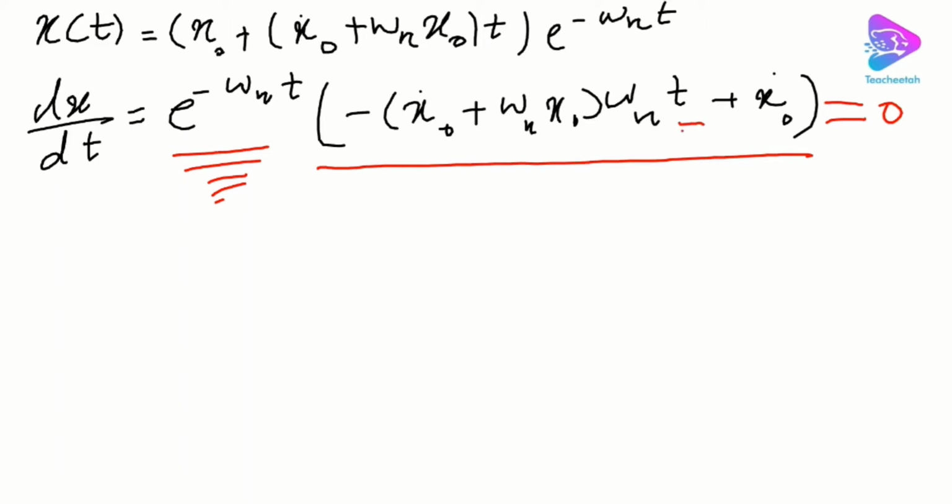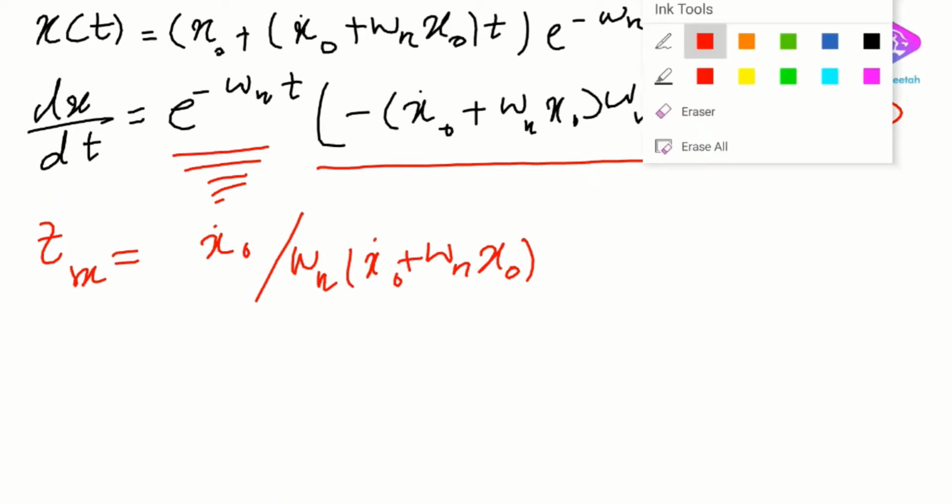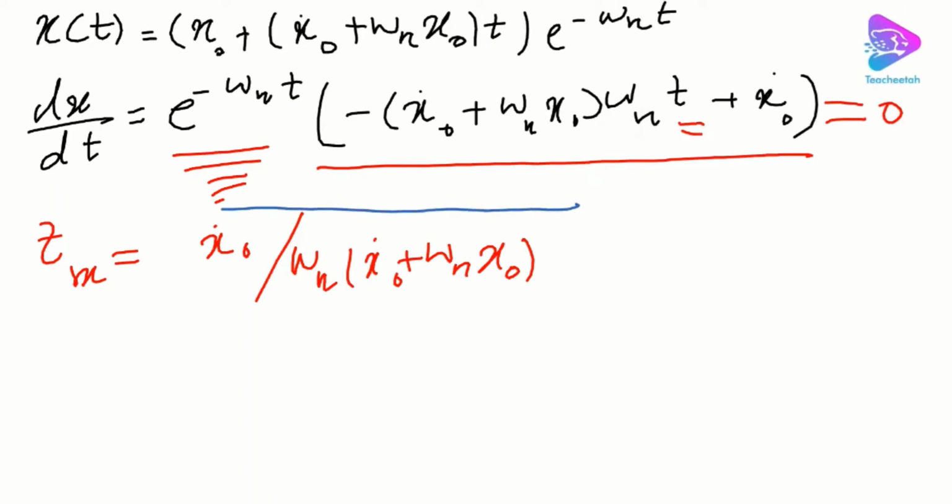And as you see, t is here, so we can simply find it through this bracket, and therefore the t which gives us the maximum is equal to x dot naught divided by omega n x dot naught plus omega n x naught, right? So this is the t that we expect to give us the maximum amplitude, right?